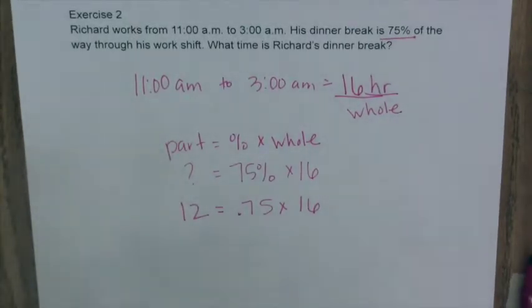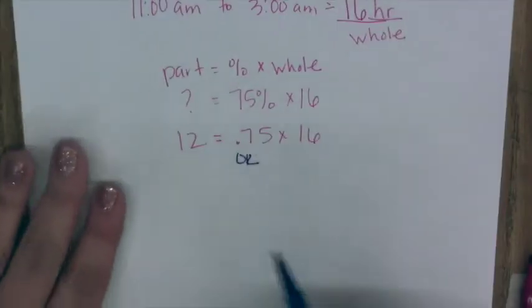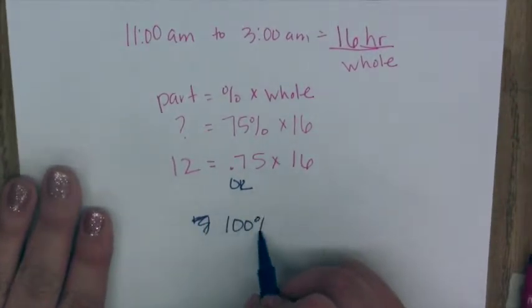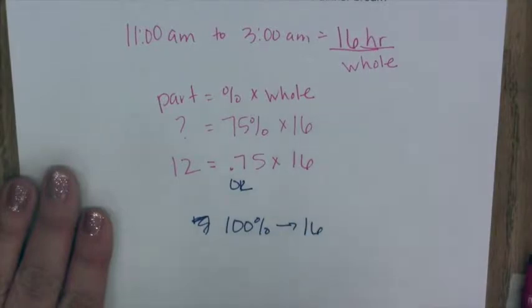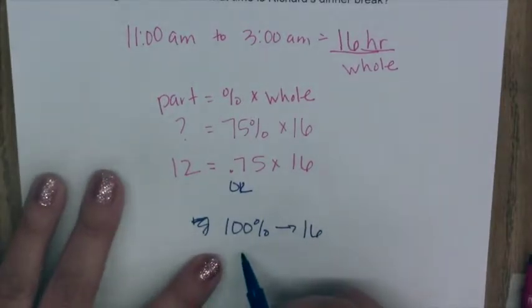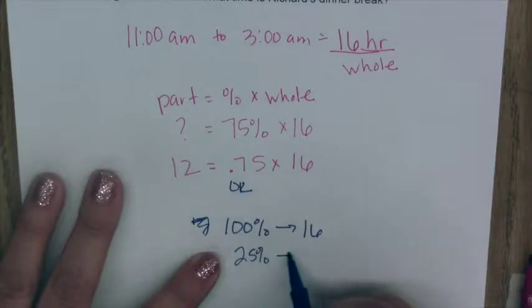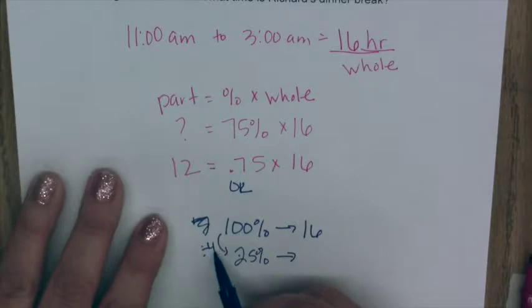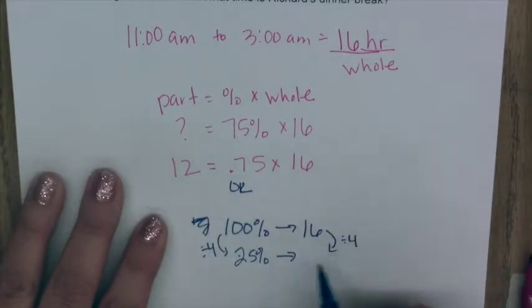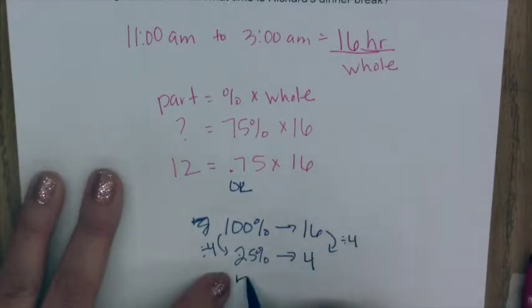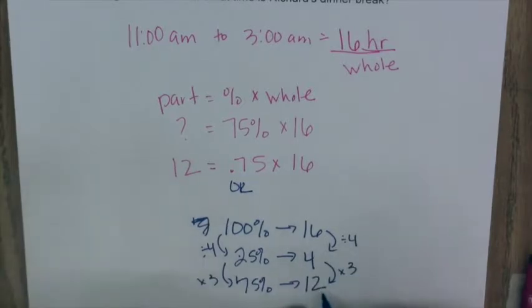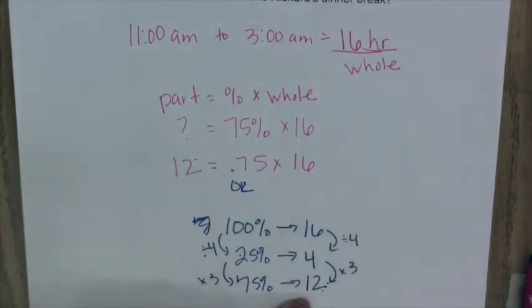Or we could have thought about it this way, and this goes more back to our mental math, that 100% was 16 hours. And we're trying to find 75, so we could count by 25%. So divide by 4, divide by 4. I'm going to put it here. This is what my brain's doing. So then if I need 75%, I would multiply by 3. Again, this is what my brain's doing, and that would give me 12. So we ended up with the same either way.